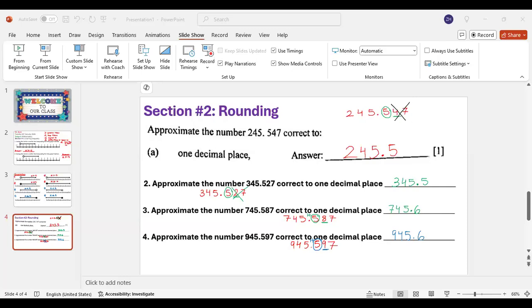In this case, do we add? Yeah, number 4. You add. Very good. We add 1. Why? Because it's 9 and it's above 5. Because 9 is above 5. Very good.